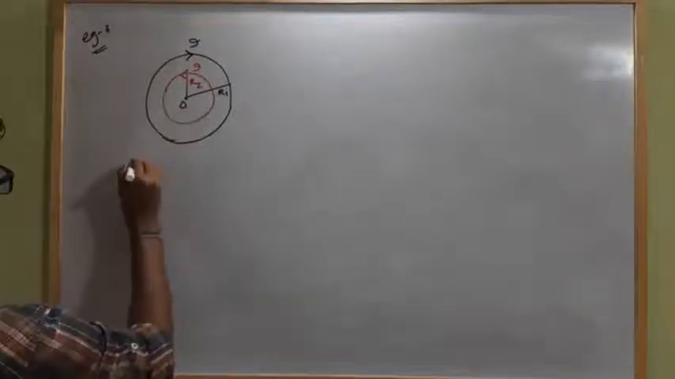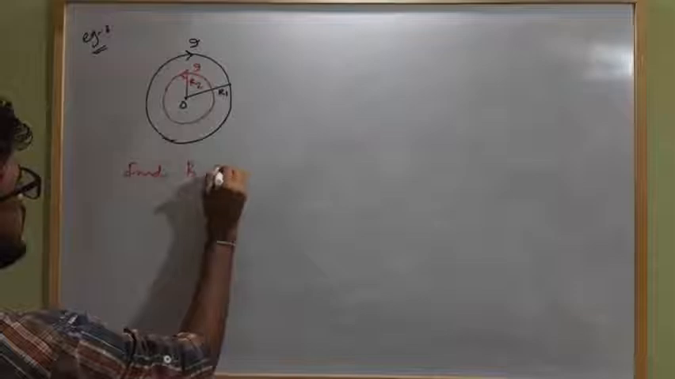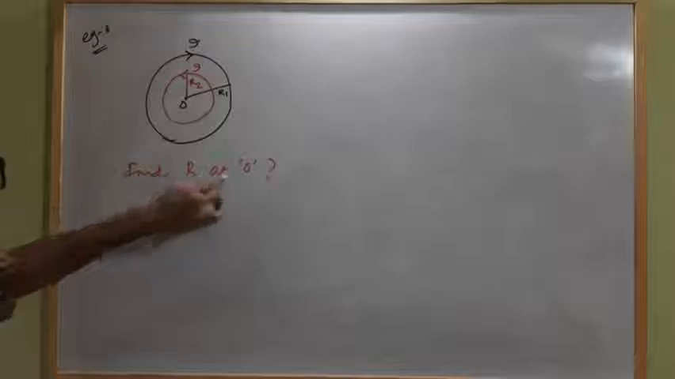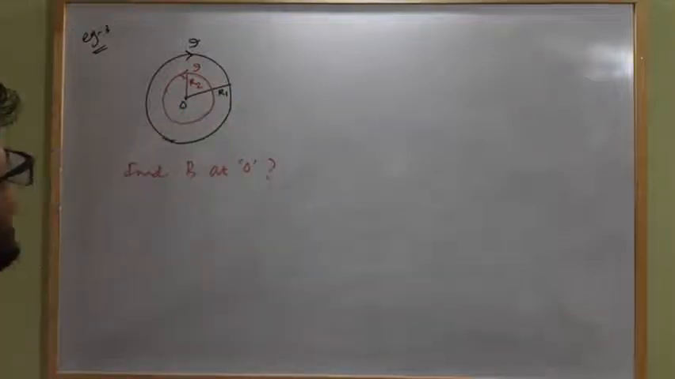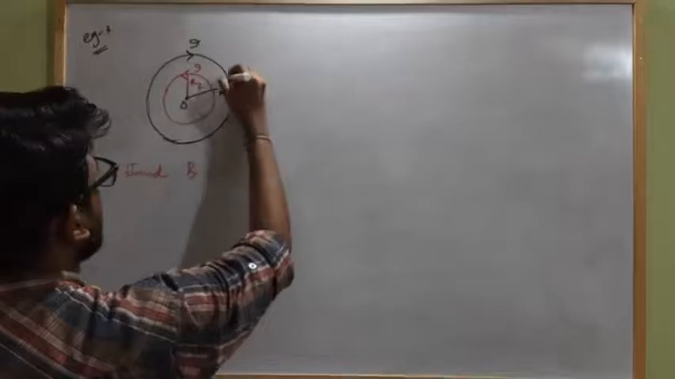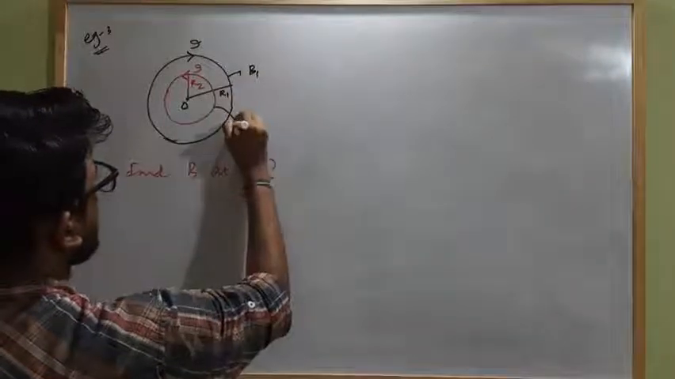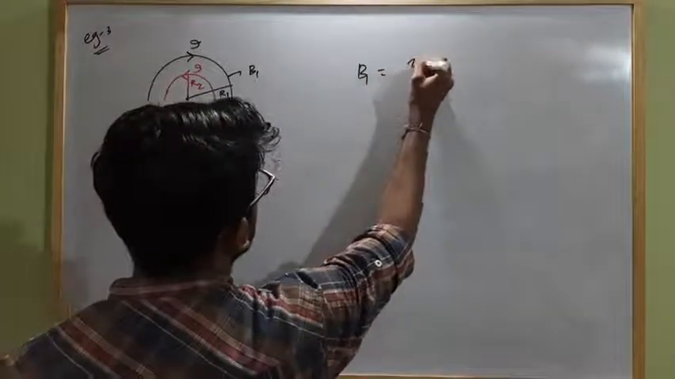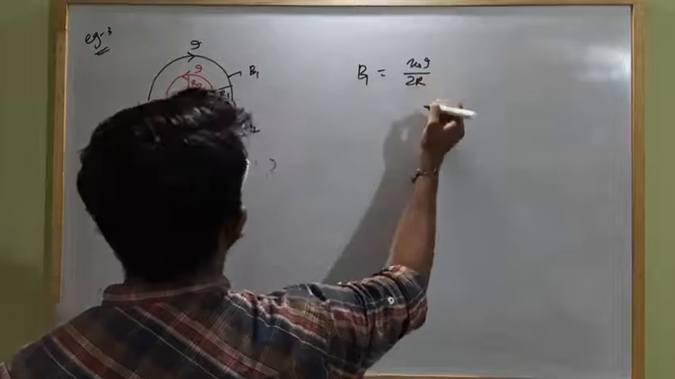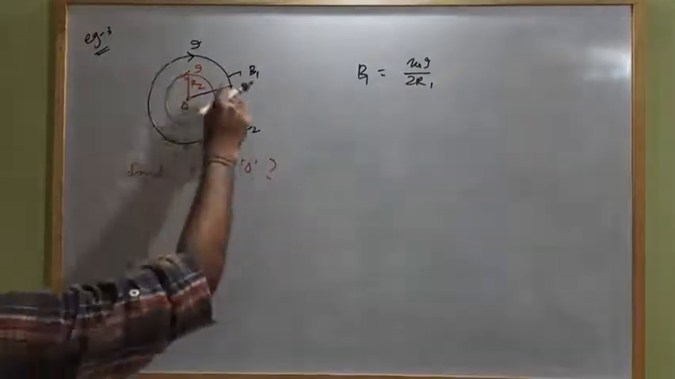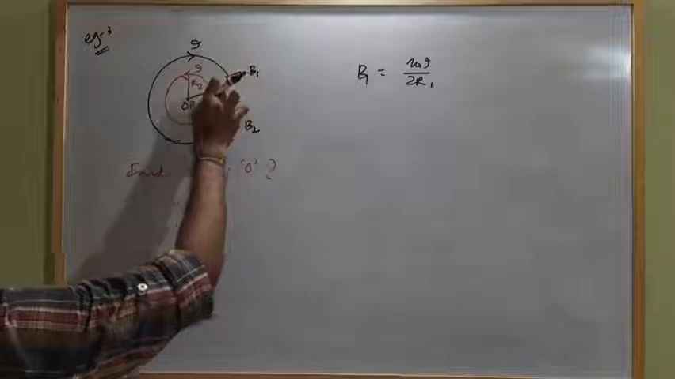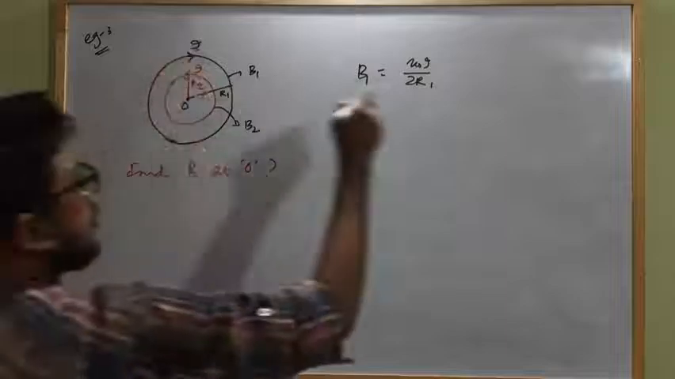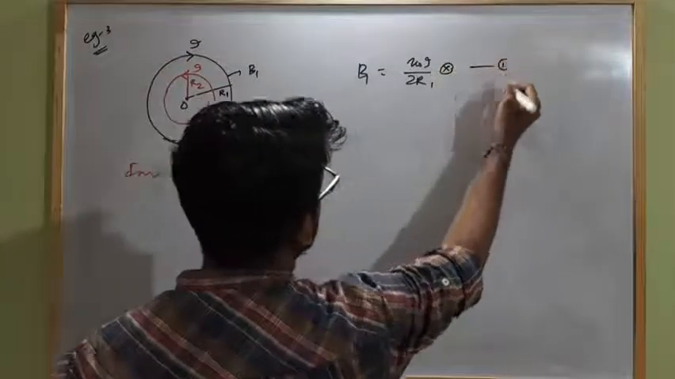Now find B at O. We have to calculate the net magnetic field at O due to these two concentric circular current carrying coils. Let for the outer one it be B1, and for the inner one the magnetic field strength be B2. So for B1 it will be how much? Mu naught I by 2R1, because it is a circular current carrying coil, current I is flowing through it and radius is R1. But direction, as the current flows in clockwise direction, will be into the plane. Equation 1.